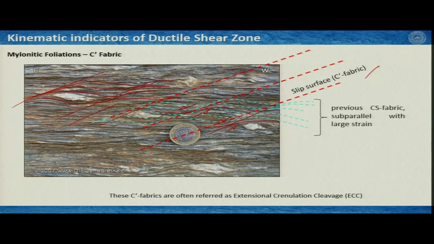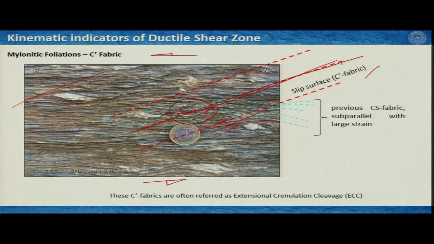And in this case, because these are verging towards this side, they are like this, and we also identified the sense of shear within this. Since the shear of the C prime fabric is sinistral, bulk shear is also sinistral. You see that these are looking like a crenulation cleavage. So you have this cleavage domain, which are C prime.